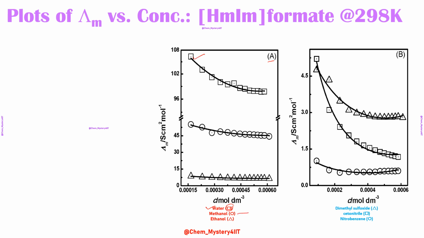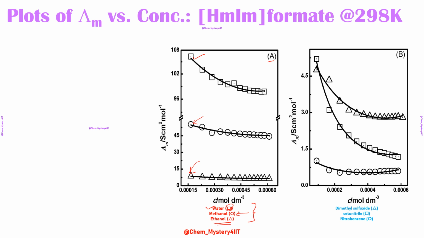Then we'll be taking methanol, shown with the circle over here. Then we are using ethanol, shown with the triangle over here. These were all protic solvents, and in spite of being protic solvents, their ability to transport H plus will be changing depending upon their dielectric constant, or their ability to accommodate H plus, we'll say.